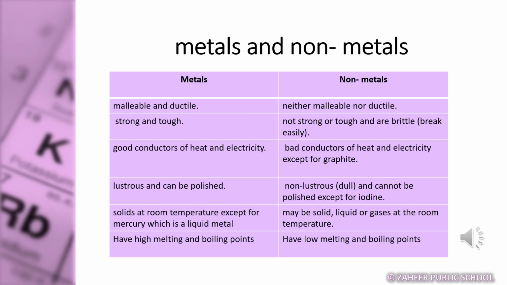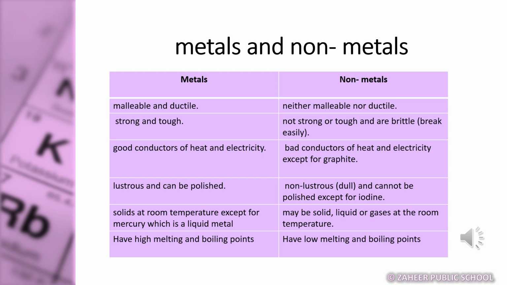Here I'm going to discuss the basic differences between metals and non-metals you have already learned in your previous classes. Metals are malleable and ductile, whereas non-metals are neither malleable nor ductile. Metals are strong and tough, whereas non-metals are brittle, so they can break easily. Metals are good conductors of heat and electricity. Non-metals are bad conductors of heat and electricity except for graphite, which is a good conductor of electricity.